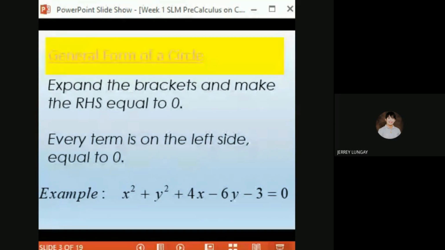One of the examples of a general form equation of a circle is the example given on the slide, class: x squared plus y squared plus 4x minus 6y minus 3 is equal to 0. Okay, next question. Why is it that this is determined to be the general form equation of a circle? Kindly comment your answer. Why? Is the example indicated to be the general form equation of a circle because? Kindly comment your answer.